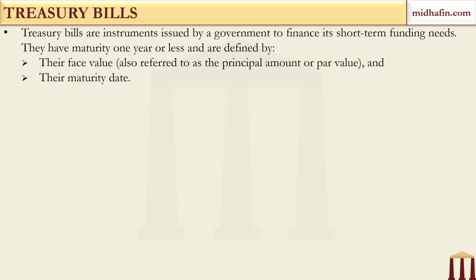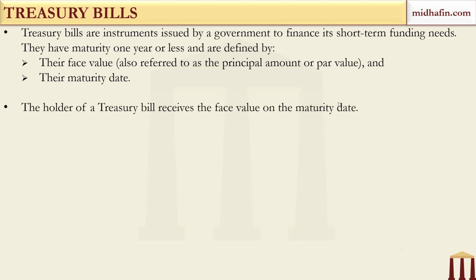Always remember, in the case of treasury bills, the maturity is usually given in the number of days or sometimes months. These are not given in years, because these securities have maturities less than 1 year, so we can't express it in years. Usually in the market, you will see that their maturity is shown in number of days, like 90-day treasury bill, 180-day treasury bill, 360-day treasury bill. Next, the holder of the treasury bill receives the face value on the maturity date.